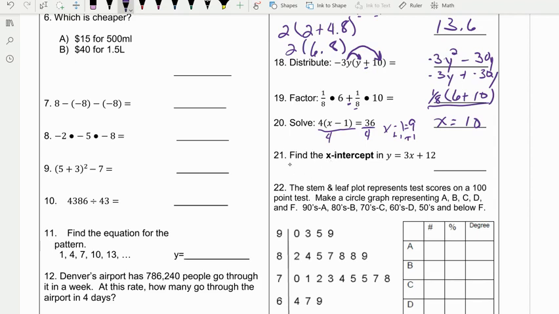X-intercept, when we define the x-intercept, y is equal to 0. So if we set y equal to 0, we just have to solve for x. So that's 3x plus 12 is equal to 0. I'm going to subtract 12 from both sides. And so that tells me that 3x is equal to a negative 12. Whoops, I wrote a 10, don't know why. And then we divide both sides by 3. X is equal to a negative 4.